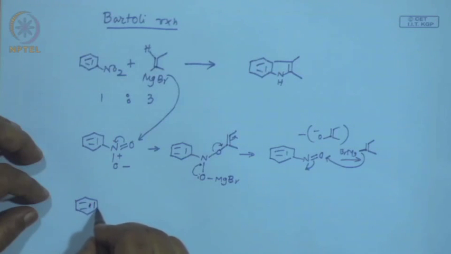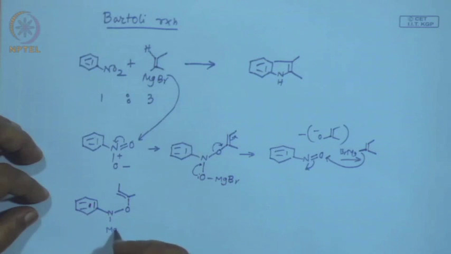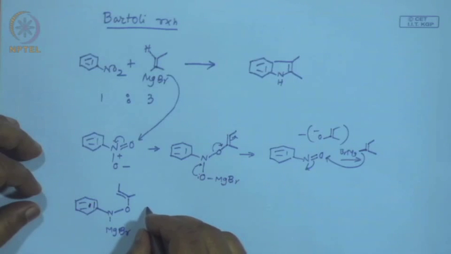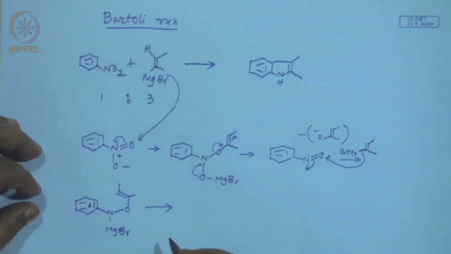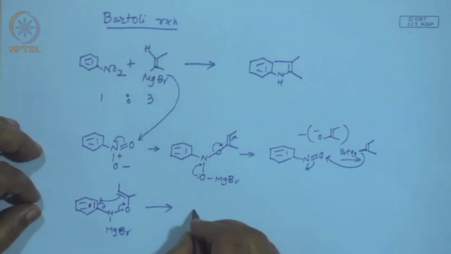So what we will be getting now is a double bond again, nitrogen and oxygen. Then you have magnesium up here, magnesium here, and this bromide. What is the next possible reaction? The way I have written it, I think it is very apparent. It will undergo a 3,3-sigmatropic rearrangement. So you get a new carbon-carbon bond formation.